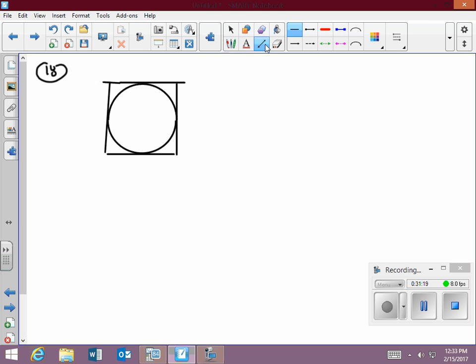And if we do the radius, this is 5 inches. 5 inches. And then we want to calculate the area right out here, right? So what are we going to do?